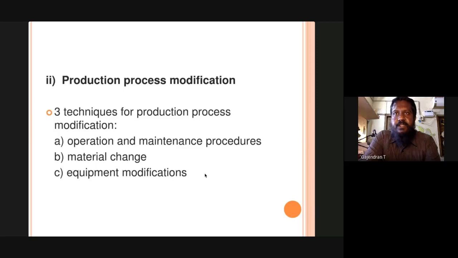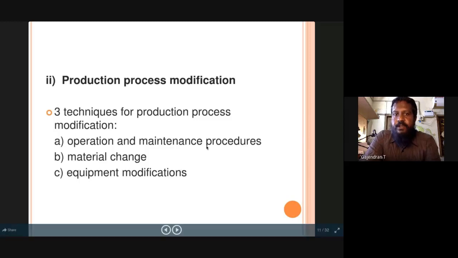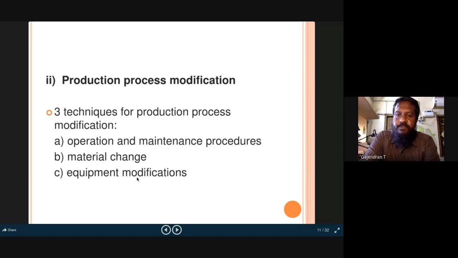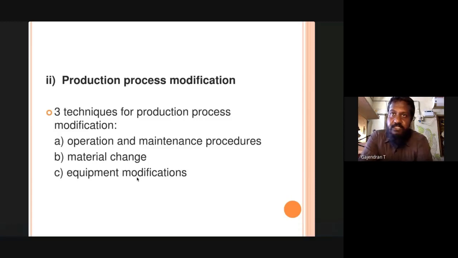What happens when we are not spending enough money on maintenance for a car or vehicle? The parts get deteriorated, which means it loses its life cycle value. The same applies to production in industries and all the equipment. So for efficient use: operation and maintenance procedure, material changes, and equipment modification.